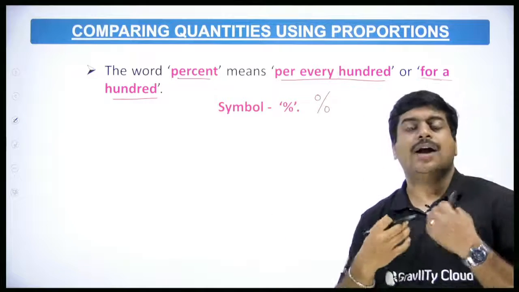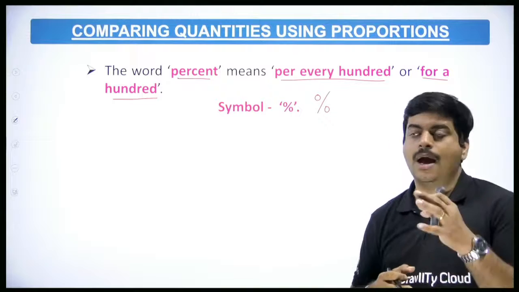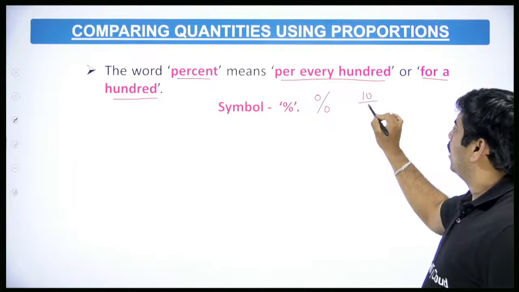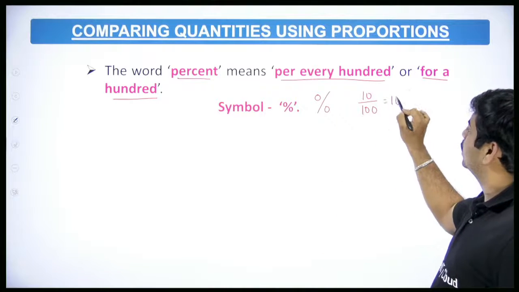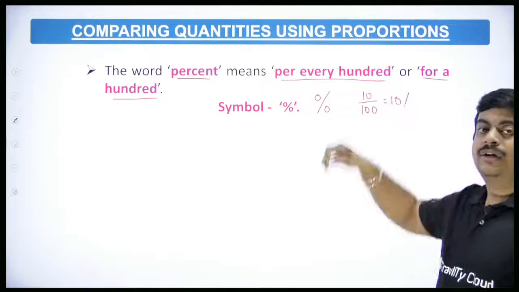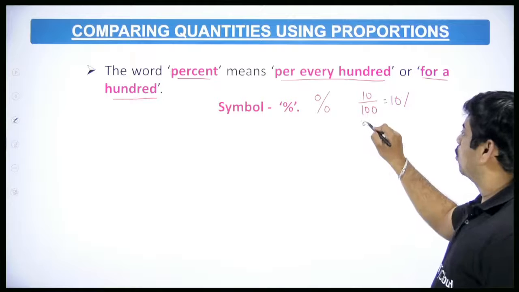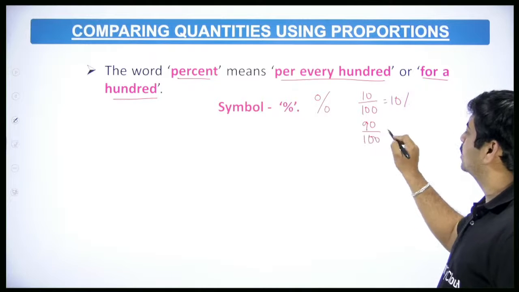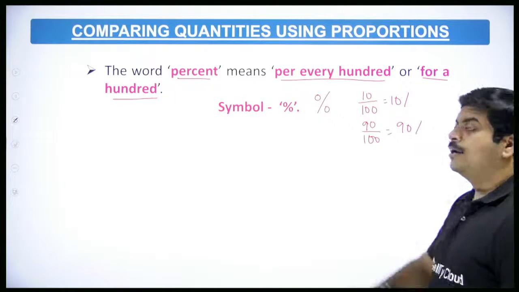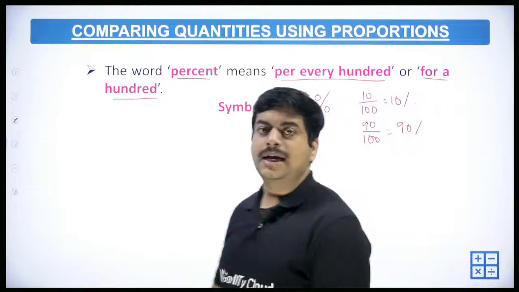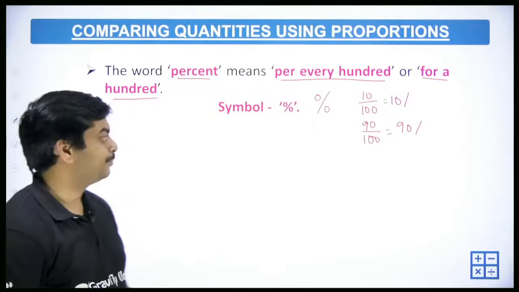For example, I say I got 10 marks out of 100, so that is equal to 10%. I said per every 100, for 100, I got 10 marks. Some person will come and say that I got 90 marks out of 100, so his percentage is 90%. You need to understand that, right?